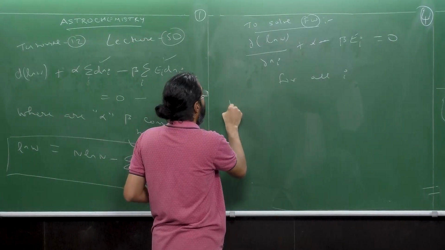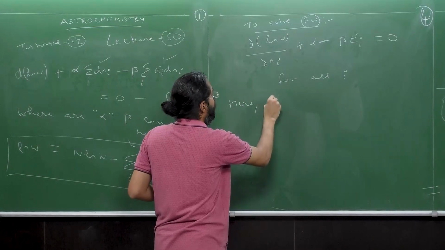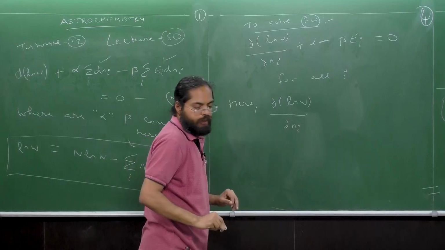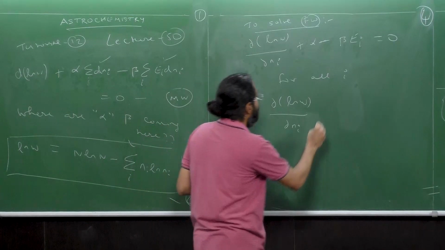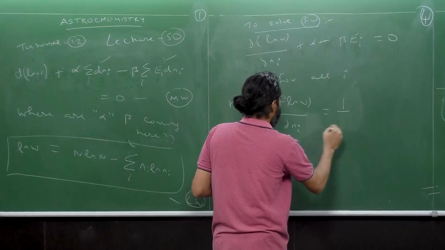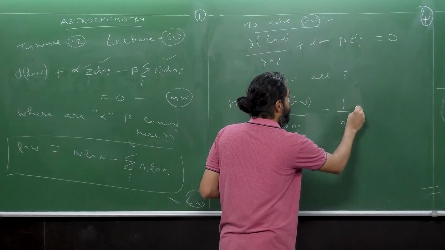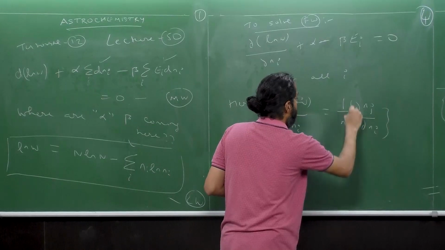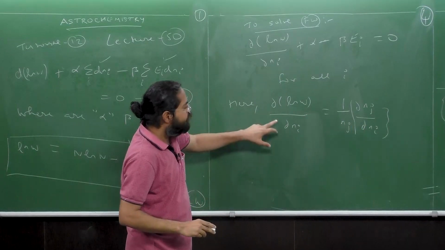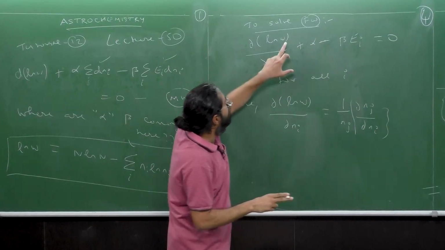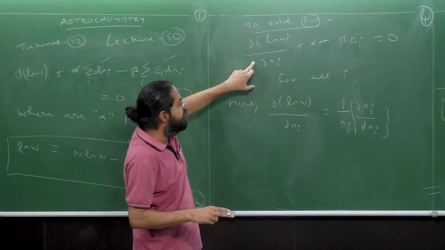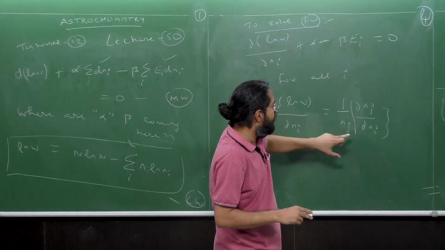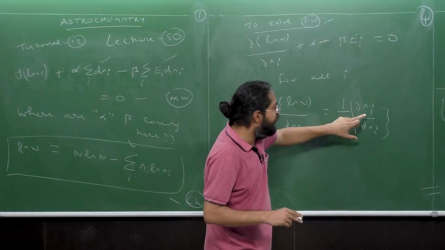Now here, if you consider ∂ln W/∂Ni, that is given by 1/Nj ∂Nj/∂Ni. See, notice this: because this involves partial derivatives, I have carefully used two indices here, Nj and Ni.